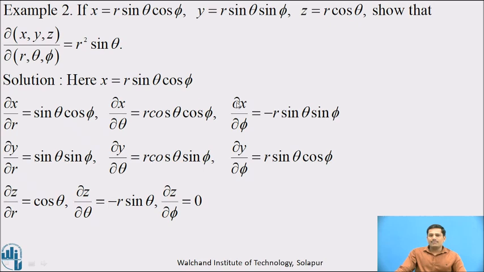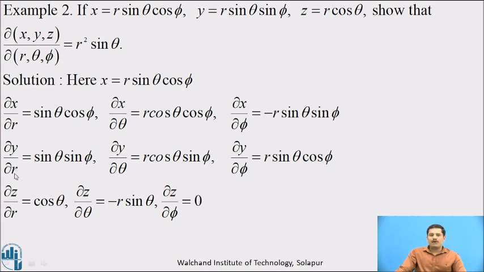And finally differentiating x partially with respect to phi, treating remaining variables constant, that is r and sin theta constant, and the derivative of cos phi is minus sin phi. Now let us consider the next function y.